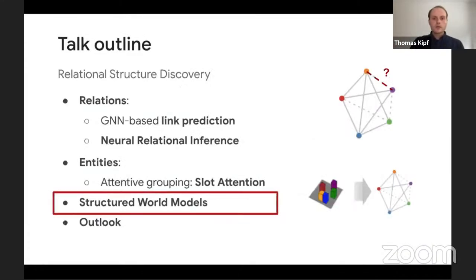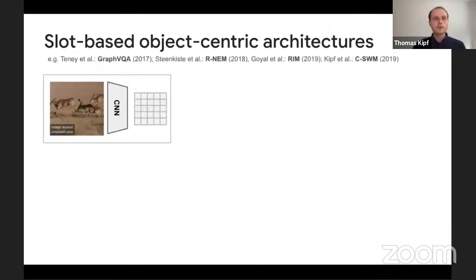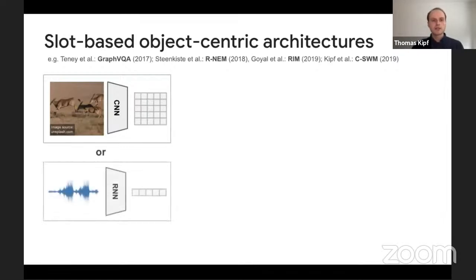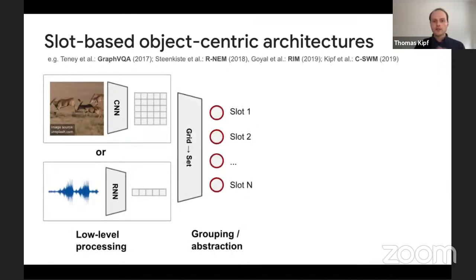So before I conclude, I would like to give a brief overview of how you can use these kinds of structured representations directly from raw visual inputs to reason about environments in a dynamic fashion. And these structured world models typically follow some kind of slot-based object-centric architecture, like what I mentioned before. You have an image as a basis, or you might even have an audio wave. And the core part of these methods is, again, you learn an abstraction from this grid representation to a set representation, where now you have a number of slots that represent important parts of the input.